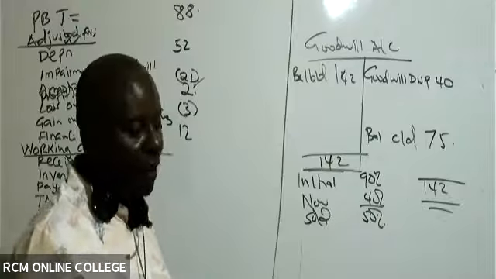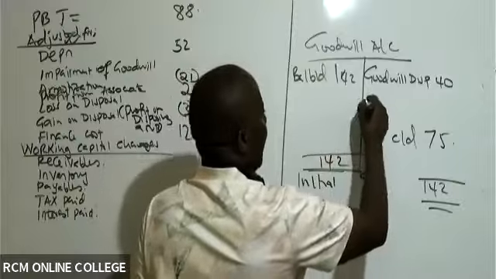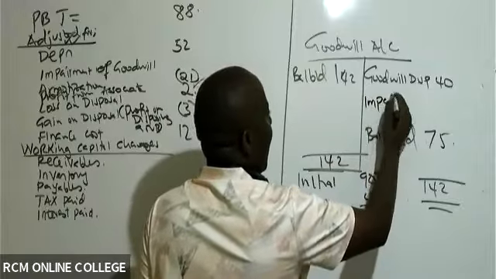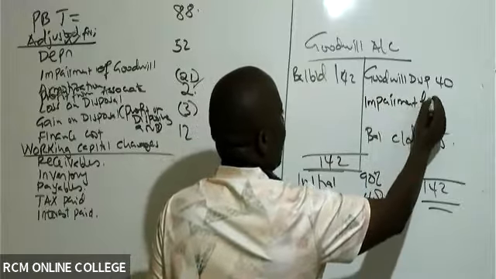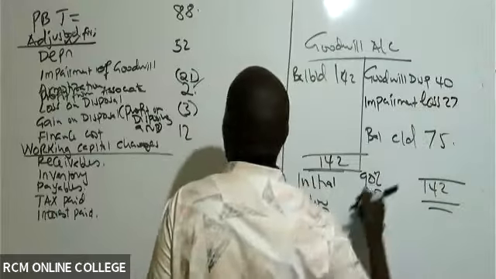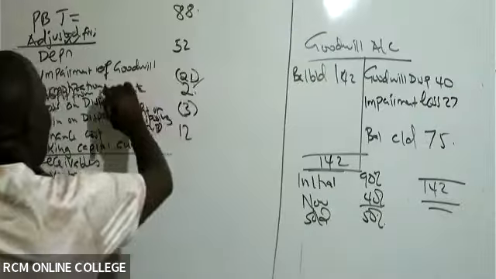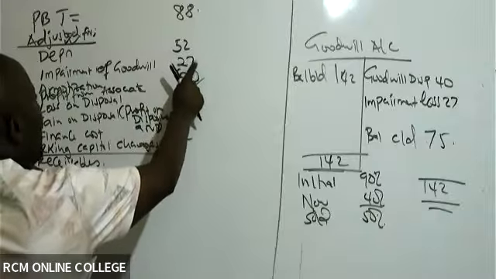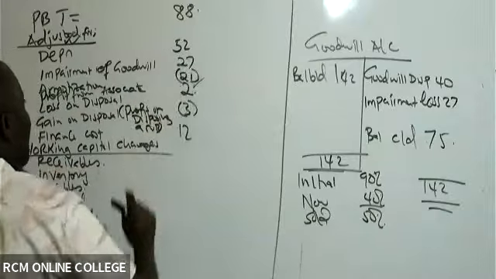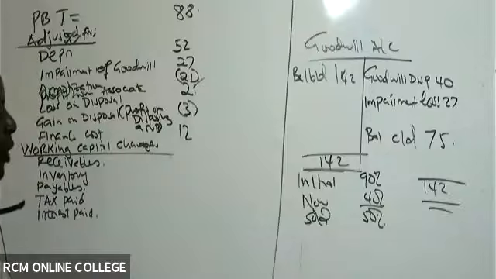They're saying it's 27. So in this case here, impairment loss, impairment of goodwill, is 27. Shall it be positive or negative in our statements?